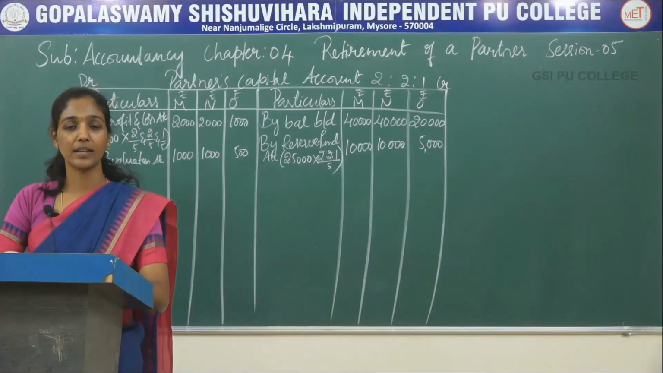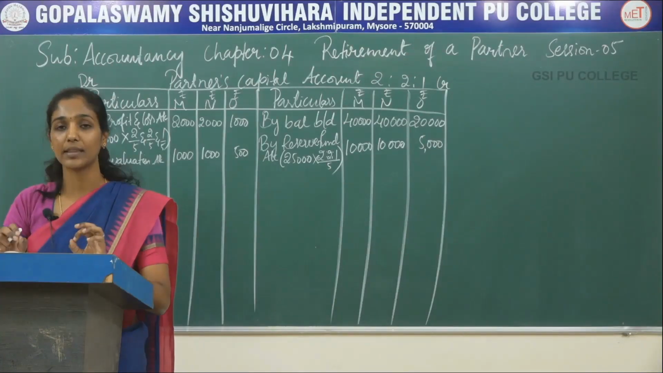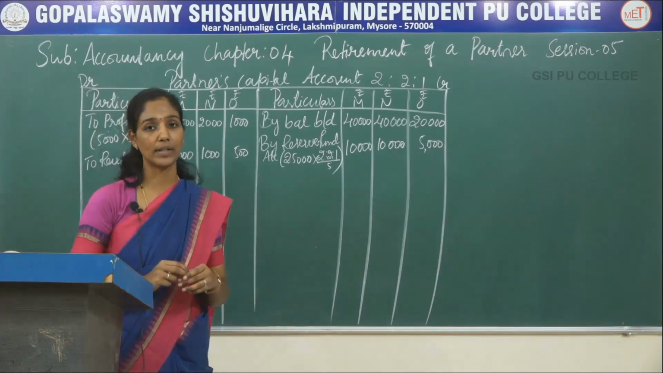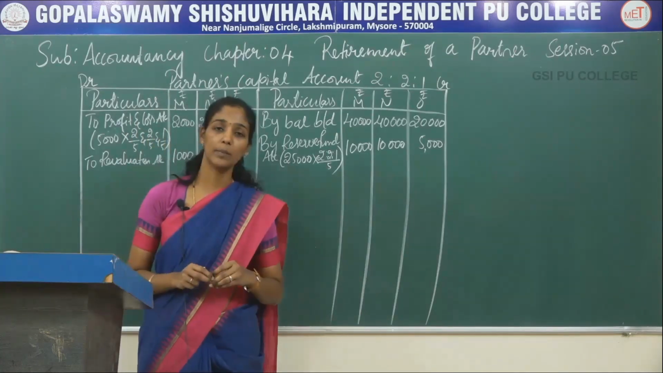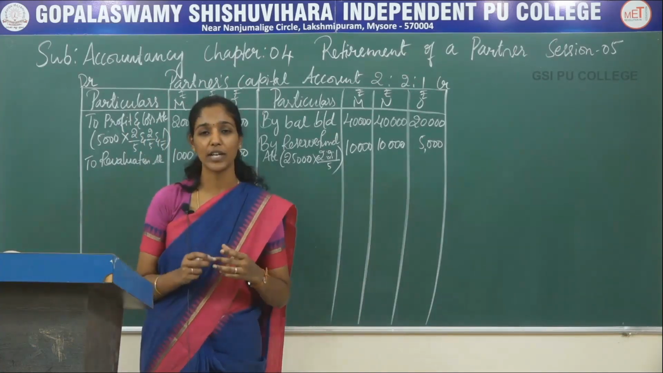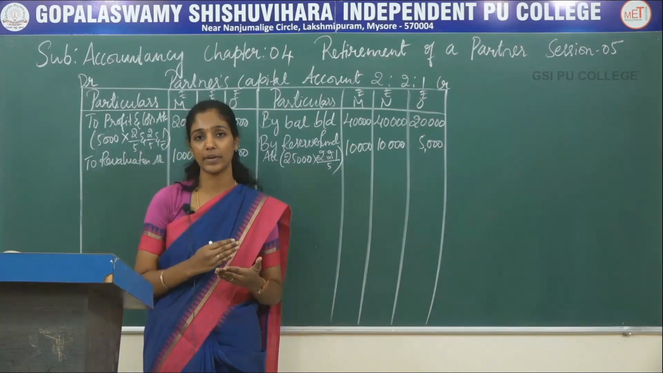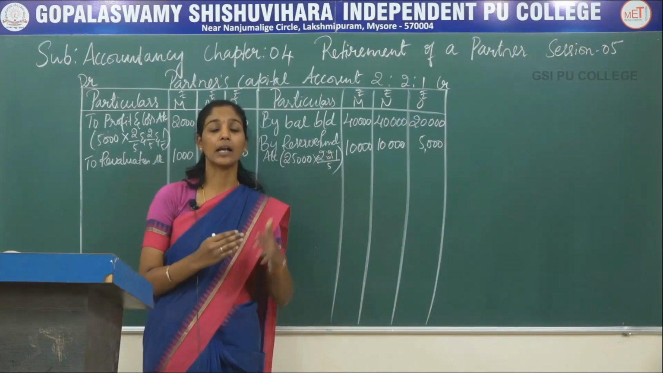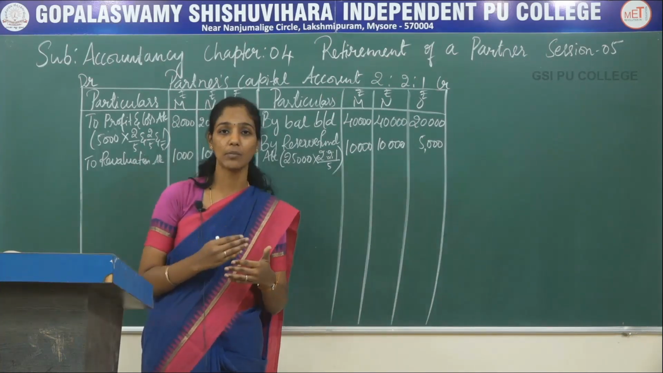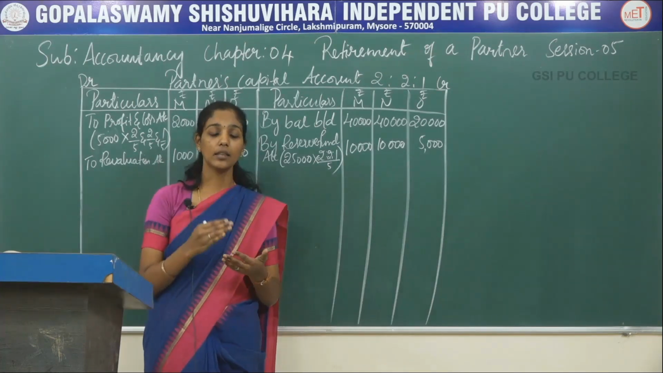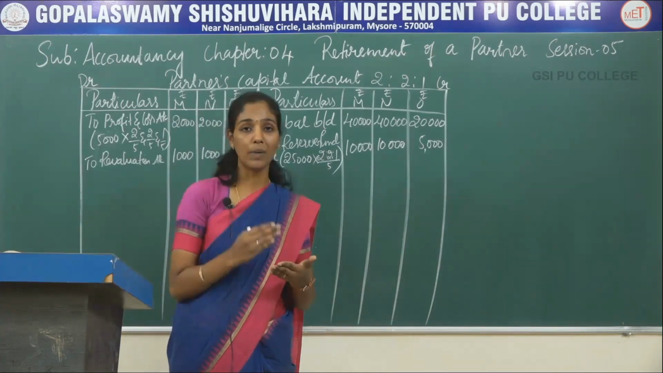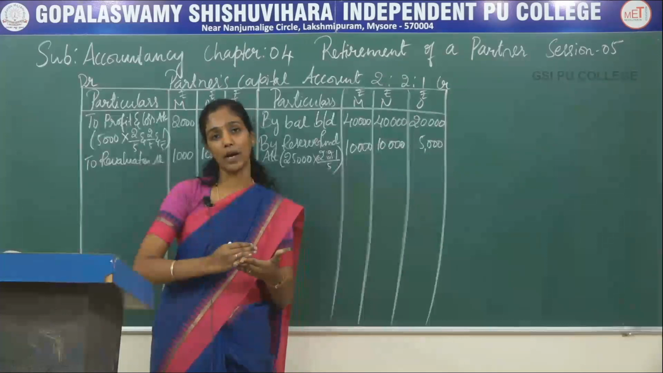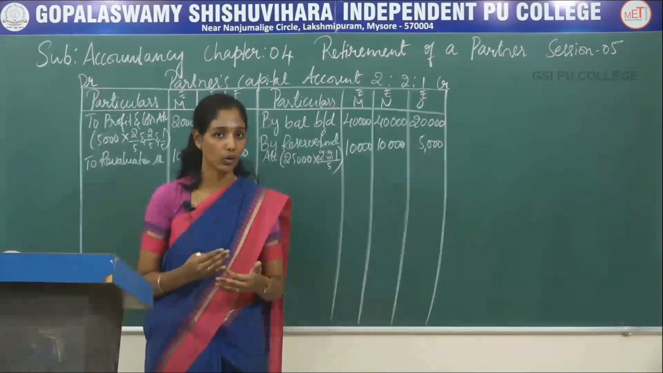The next adjustment is goodwill of the firm is valued at rupees 30,000. When goodwill is valued as per AS26, the journal entry will have the continuing partners' capital accounts debited to the retiring partner's capital account, which means goodwill should be borne by the continuing partners at the time of the retirement of the partner. And here the goodwill amount should be borne by the continuing partners in their gain ratio. In the gain ratio, the continuing partners give goodwill to the retiring partner.